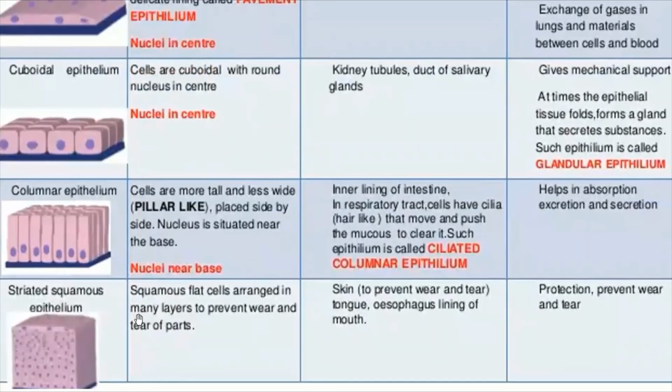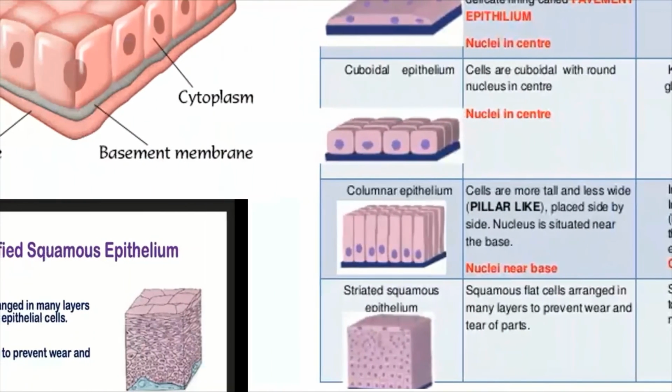Now, what is striated squamous epithelial tissue? Striated means multi-layered. Okay, striated is the complex or complicated squamous epithelial tissue basically. And यहाँ पे complex या complicated होने का meaning है they are multi-layer, so they are called the striated squamous epithelial tissue. Squamous flat cells arrange in many layers to prevent wear and tear of the parts, and they are found on the skin to prevent the wear and tear, tongue, esophagus lining of the mouth, and their function is the protection and to prevent the wear and tear in the body.